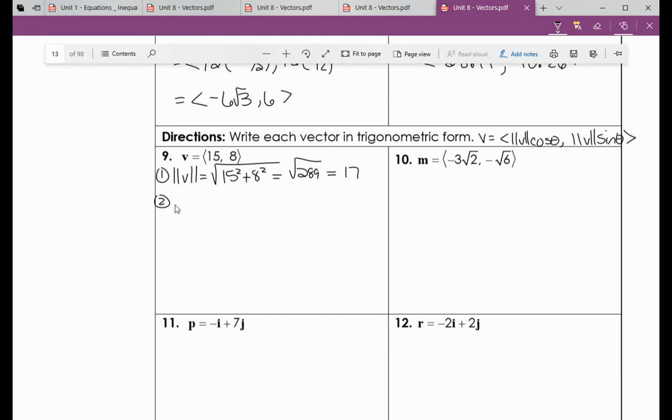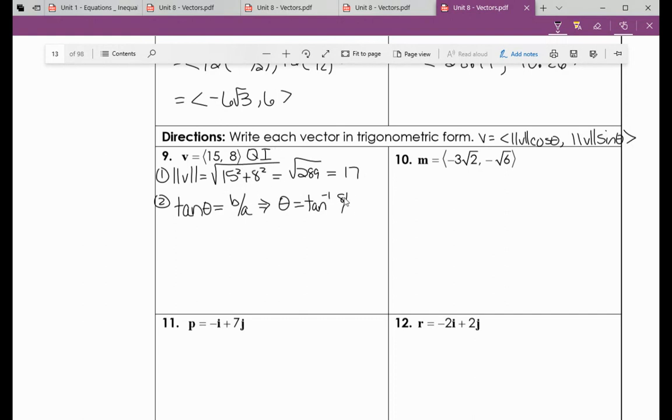Second thing I need to do is find my directional angle, and that's tangent theta equaling b over a. Now, you do have to pay attention to your quadrant. You're in quadrant 1, so as long as when I do the inverse tangent of b over a to get theta, my answer is a first quadrant value.